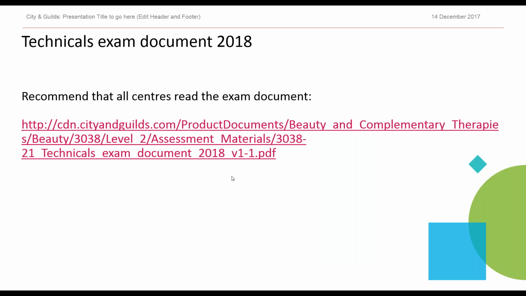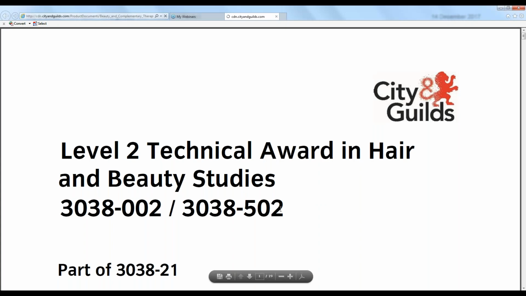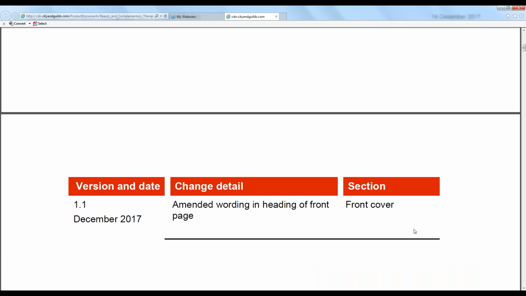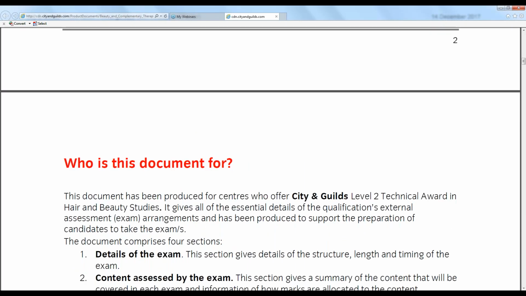Okay, what I'm going to do now is go into this exam guide for you. And I hope, if you haven't already seen it, if you go into 3038, go into documents, level 2, and then go into assessment, you will find this document in that folder. So I'm going to talk you through this exam guide. We didn't have this last year, but we felt that this year we needed to give our centres slightly more guidance around the areas the exam is going to be covering.